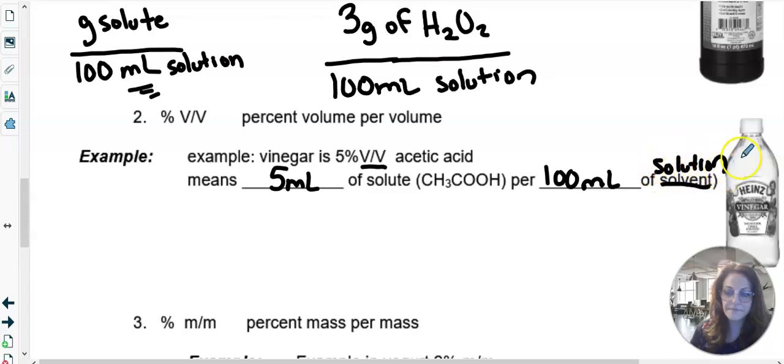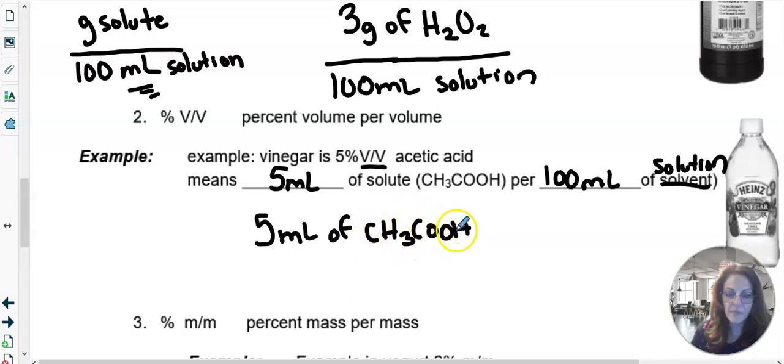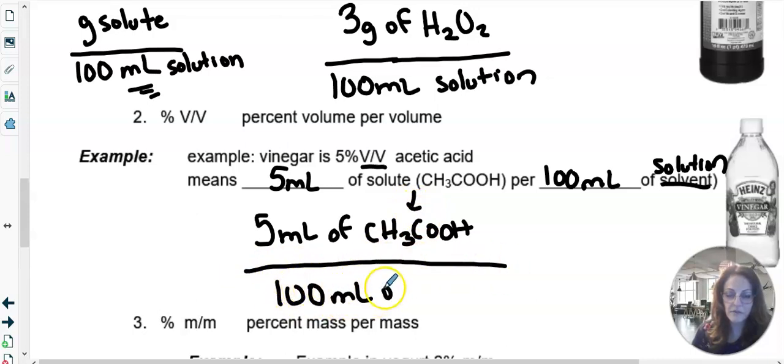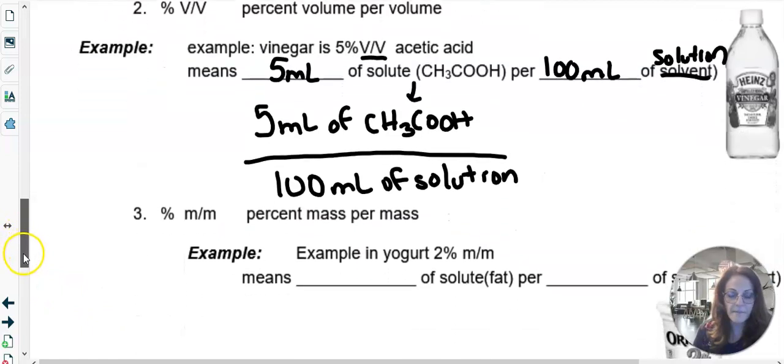Got it? So let's write it down. The fraction is 5 milliliter of acetic acid, which is CH3COOH, as per the question right here, divided by 100 milliliters of solution. If you do this every time, guarantee you will do good on the questions.